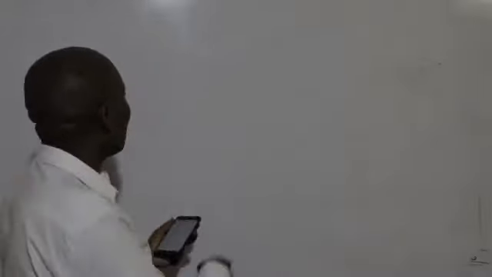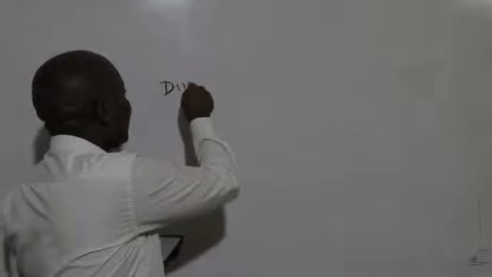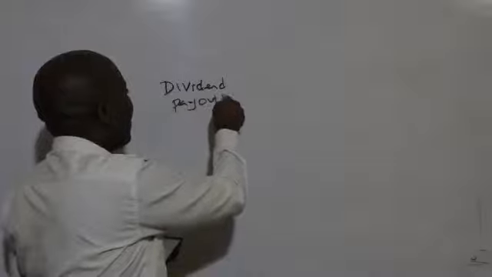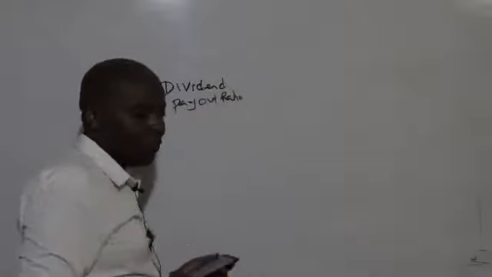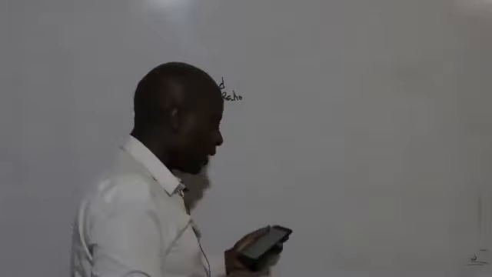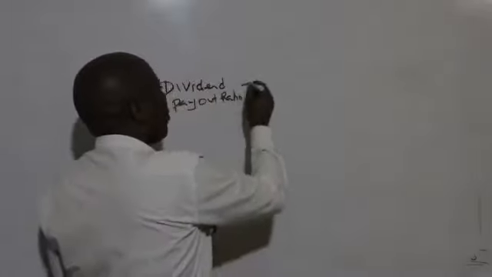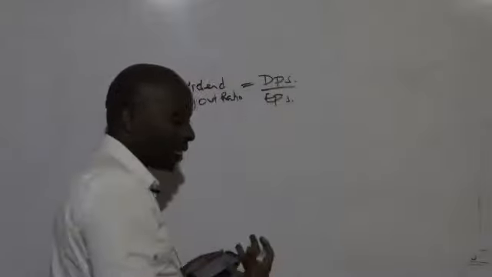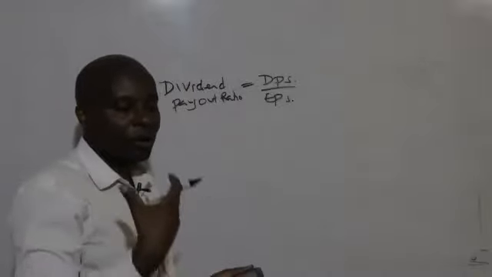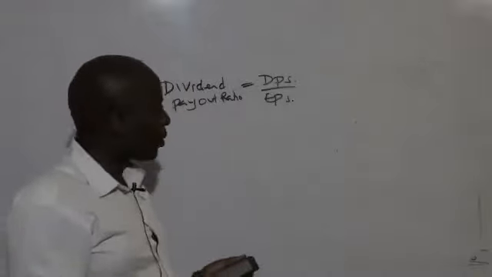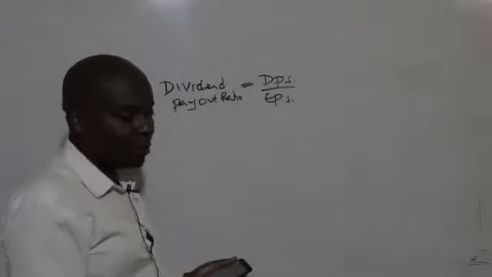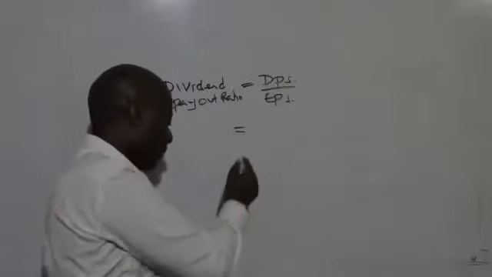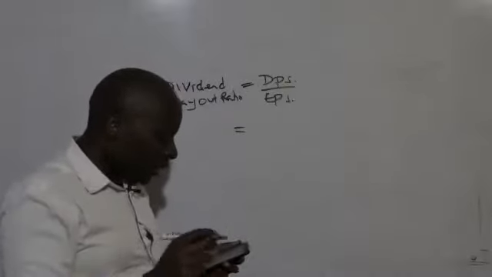Here the key thing is that I have to know how to calculate the dividend payout ratio. So dividend payout ratio, ladies and gentlemen, will be equal to dividends per share all over earnings per share. What we earn out of whatever we earn, what are we able to pay? So I'll take dividends per share all over earnings per share.